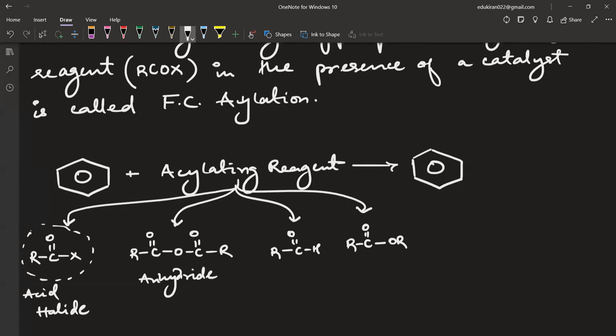Halide. What groups get attached? This carbon atom gets attached, and the halogen leaves. So it is a carbon atom with a double bond O and an R group. This is the acyl group.